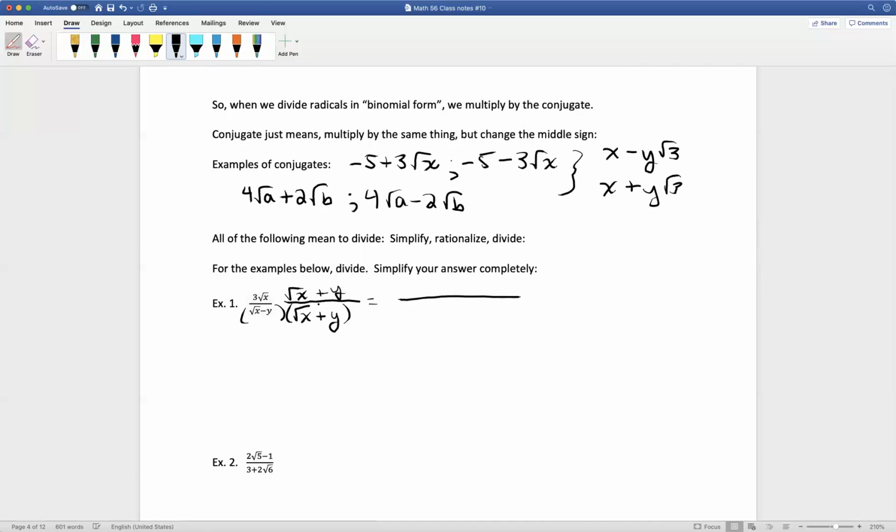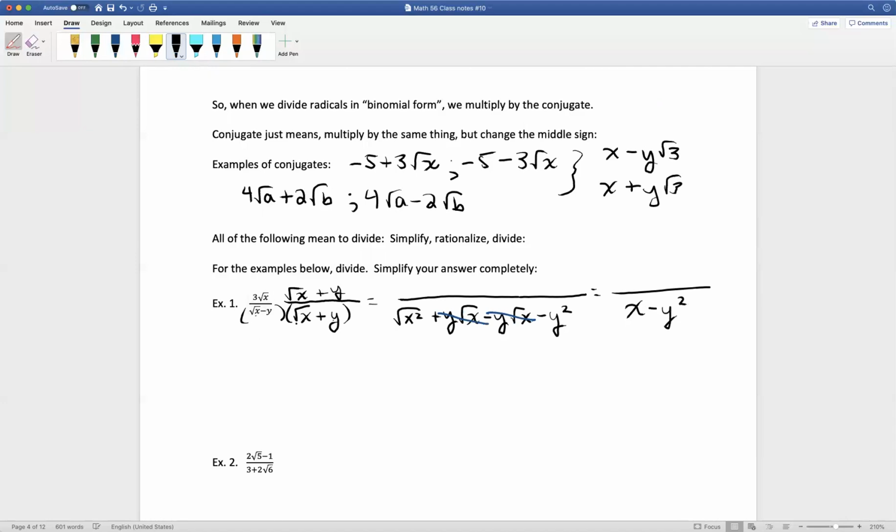Okay, so we're going to have to FOIL the denominator. The square root of x times the square root of x is the square root of x squared. Square root of x times y is plus y square root of x, minus y square root of x, minus y times plus y is minus y squared. Now, again, watch what happens. The square root of x squared is x. Y square root of x minus y square root of x cancels. Minus y squared, we can just leave it.